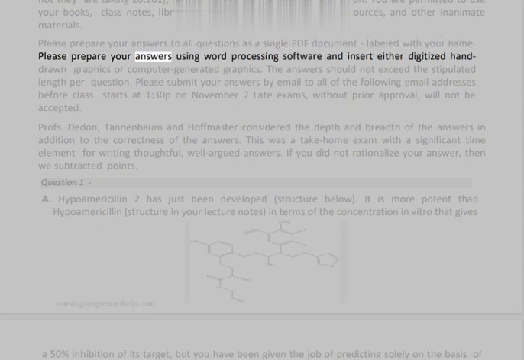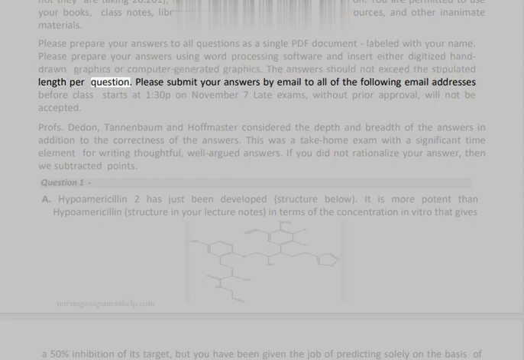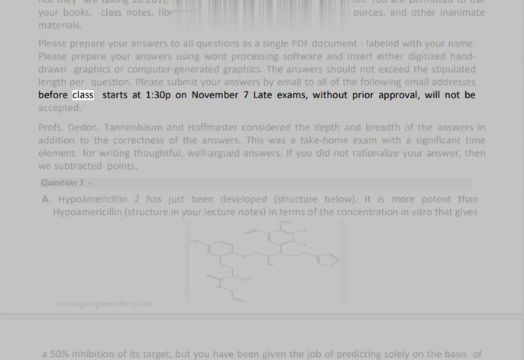Please prepare your answers using word processing software and insert either digitized hand-drawn graphics or computer-generated graphics. The answers should not exceed the stipulated length per question. Please submit your answers by email to all of the following email addresses before class starts at 1:30 p.m. on November 7. Late exams, without prior approval, will not be accepted.